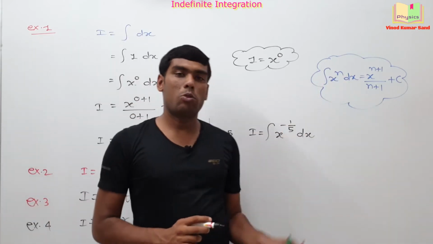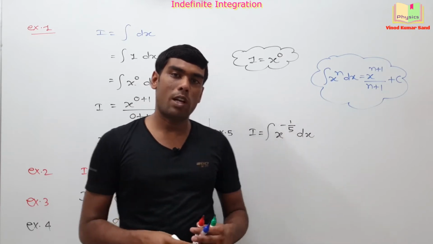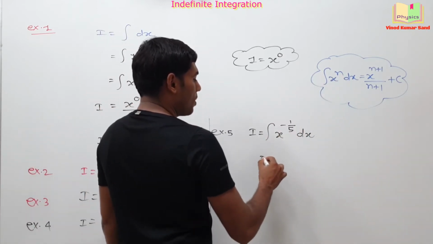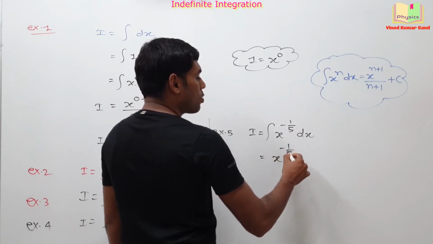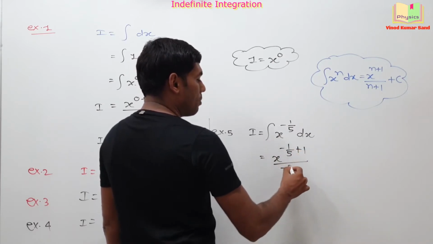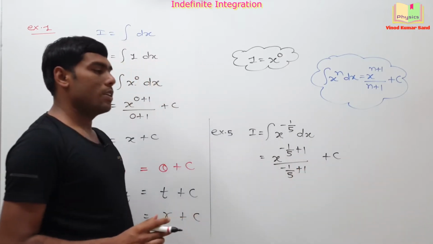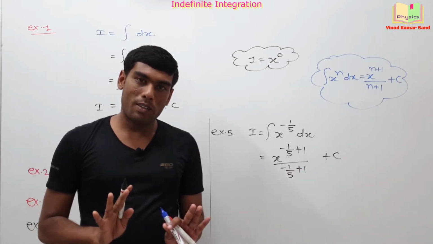Same formula you have to use. Give it a try and post your answer in comment box. I'm doing the calculations here. It will be x to power minus 1 by 5 plus 1 divided by minus 1 by 5 plus 1 plus some constant c. I hope you get this.